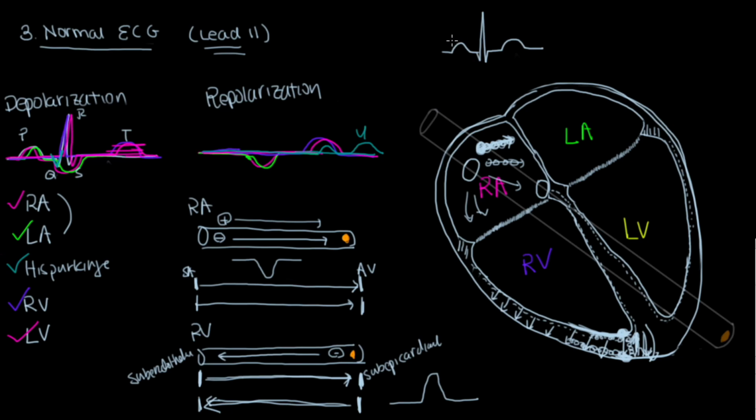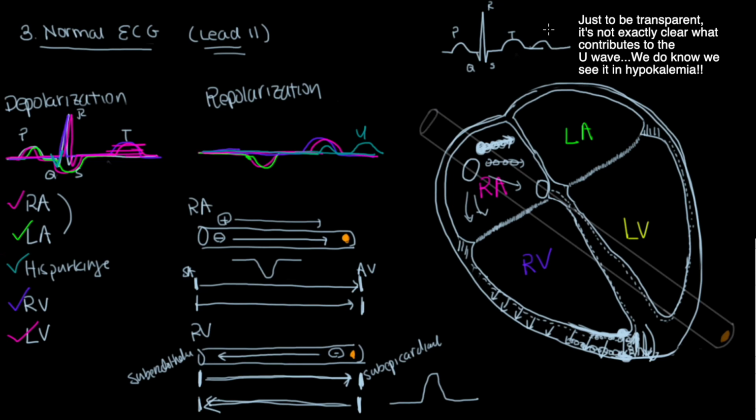Or I guess I should have written it up here. That way it's a little bit clearer. P, Q, R, S, T, and sometimes the His Purkinje fibers, as at least we believe that the U wave is made, perhaps from the His Purkinje fibers repolarizing. But here, sometimes you see a U, but sometimes it's buried under here, so you don't see it.